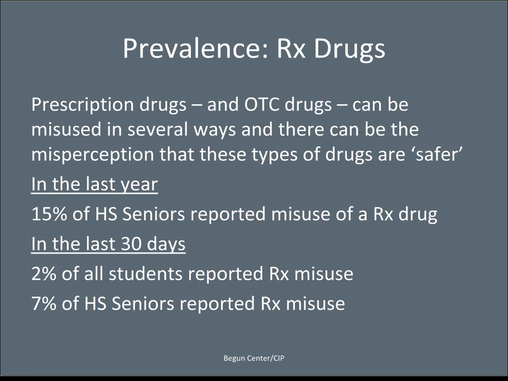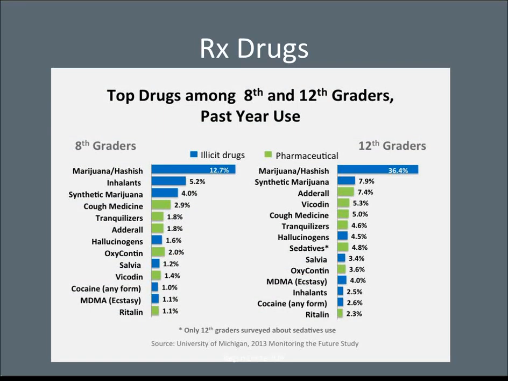In the last 30 days, so here again we have current use. 2% of all students reported prescription drug misuse, and 7% of high school seniors reported prescription drug misuse. So current use in the last 30 days, 2% overall, 7% of the high school seniors report using a prescription drug.